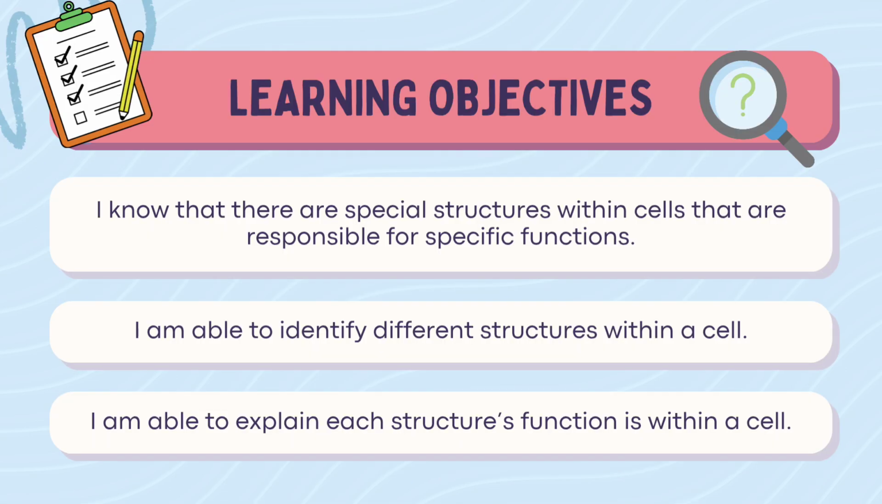Before we begin, let's see what we will achieve in this lesson. By the end of this session, you will discover the special structures inside a cell and understand their unique functions. You will learn to identify and differentiate the key components of plant and animal cells, and you will be able to explain the role and importance of each structure in keeping the cell alive and working efficiently.